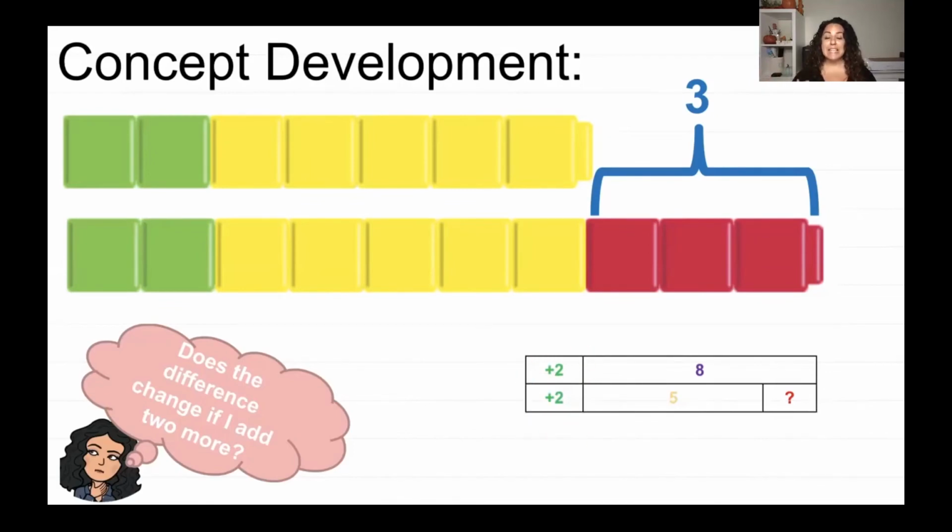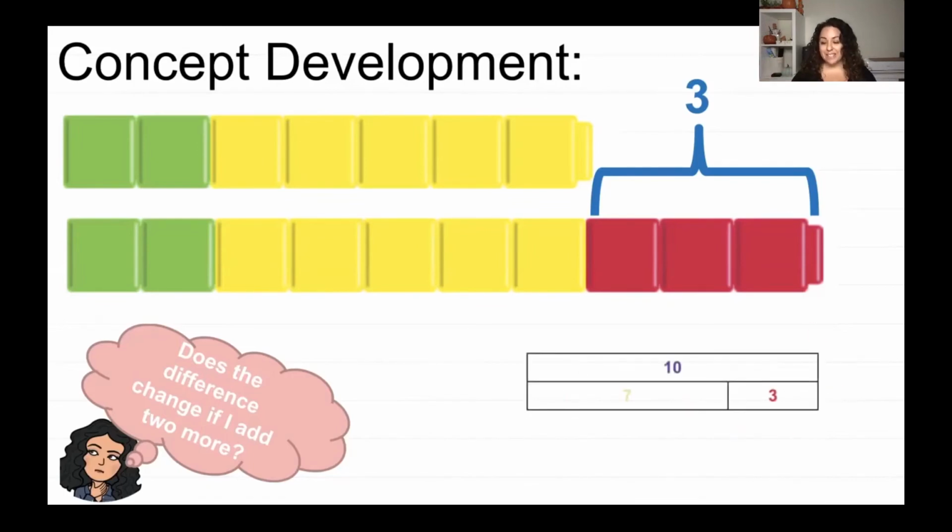It doesn't matter how many I add here. It can be 7, 6, 10, 50. As long as it's the same on the top and the bottom, and the 8 and the 5 stay the same, my difference will always be the same. So my new tape diagram would look like this. The 10 is the whole, and 7 and 3 are the parts. So 10 is 3 more than 7, or I can write it like this. 10 take away 7 equals 3.